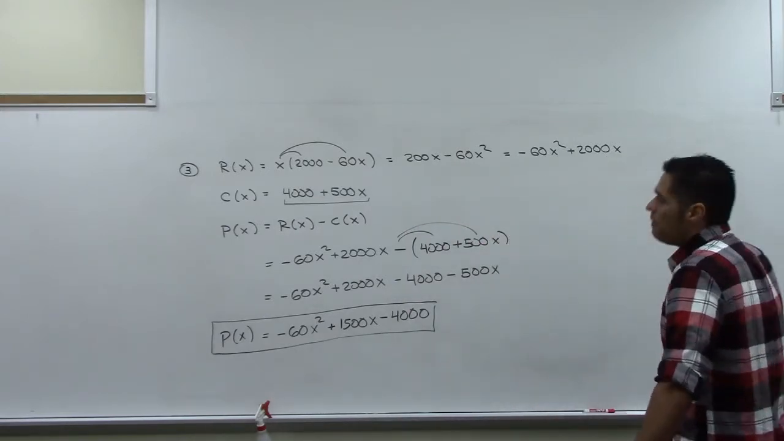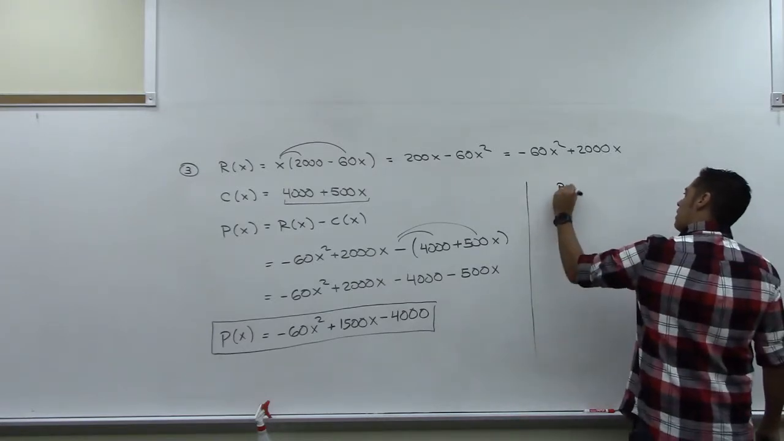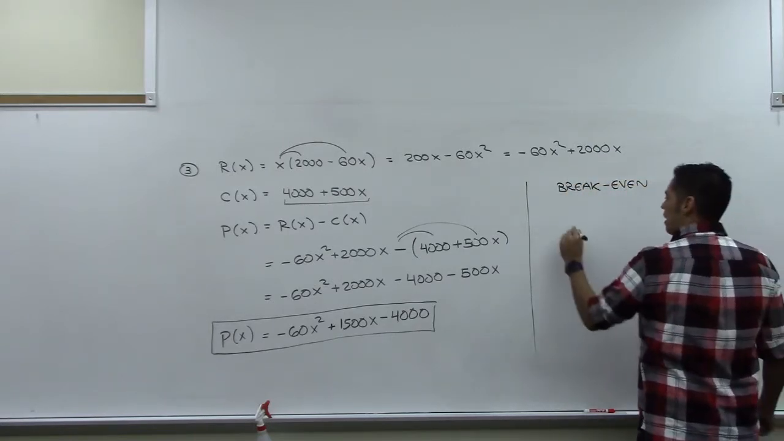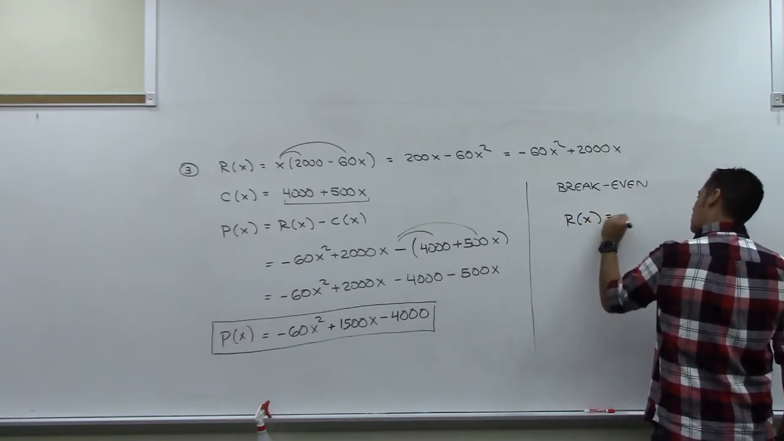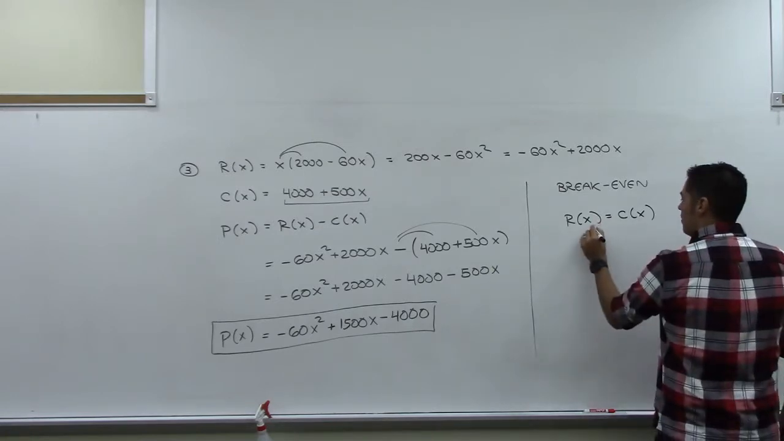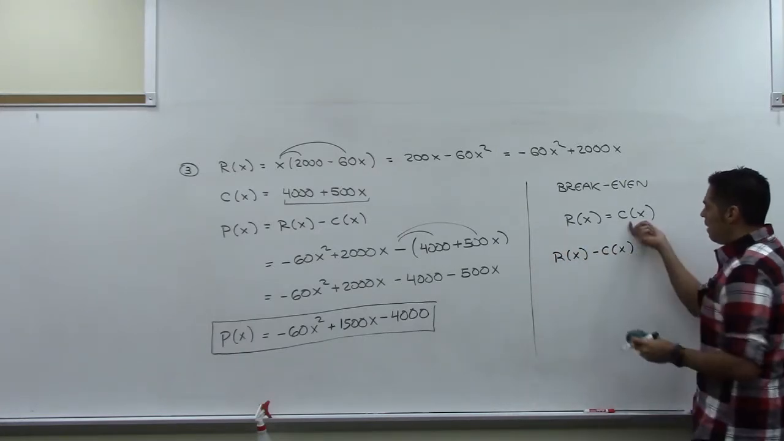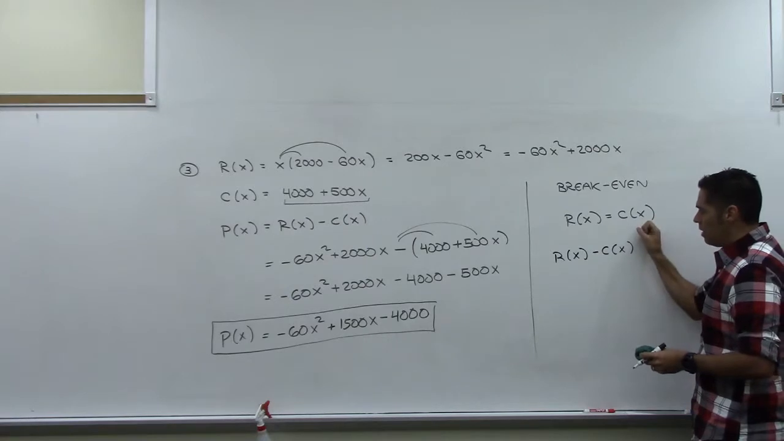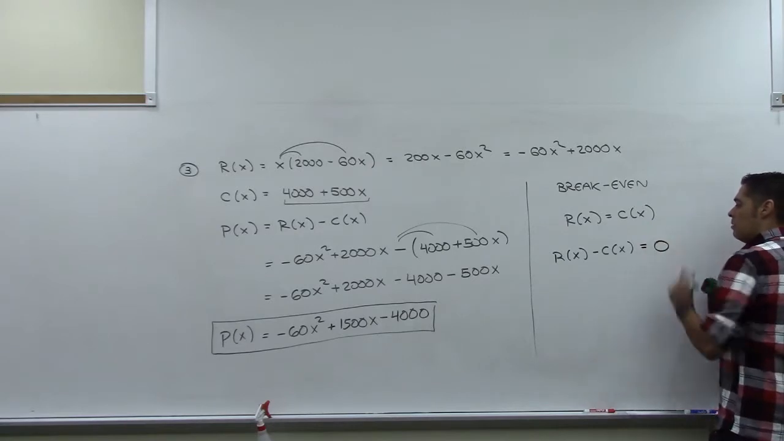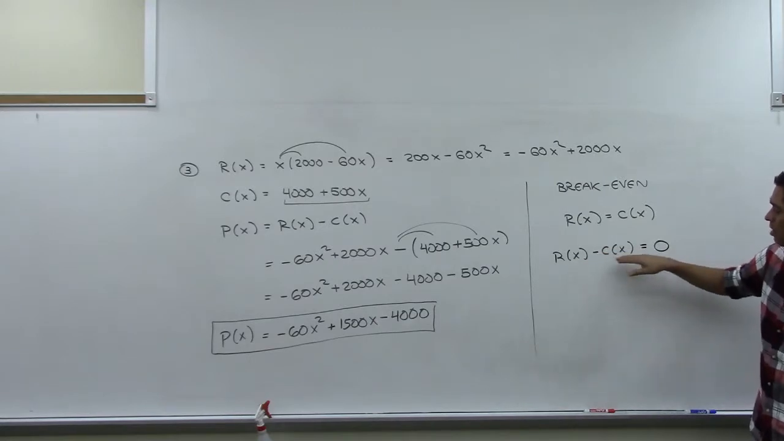Then it says, find the break-even points. So what are the break-even points? Break-even, you can look at break-even points two different ways. Break-even point is when your revenue equals your cost. That would be when you break even. But that is the same as saying that revenue minus cost. So if I were to subtract cost from both sides of this equation, it would go away here and it would come over here as a minus cost. And then on this side, we would have 0, right? So break even is when revenue equals cost, or when revenue minus cost is 0.